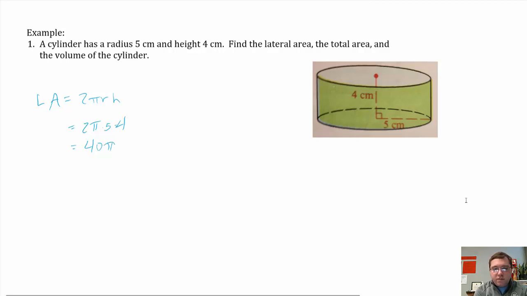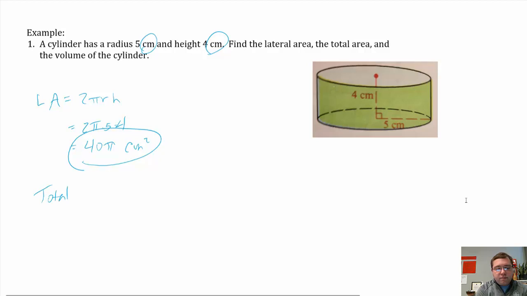Now the units, if we were given centimeters as the units of our radius and our height, the lateral area will be centimeters squared. If your problem does not give you units for the radius and the height, then don't bother putting any units on the area.